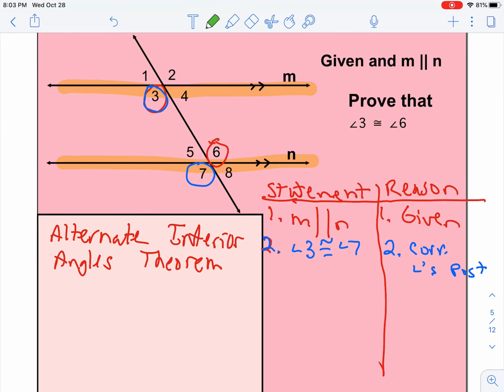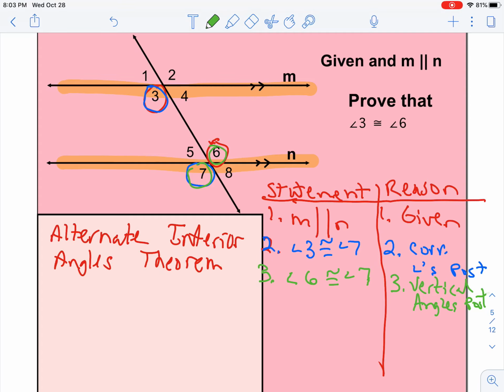So when you have parallel lines, the corresponding angles will always be congruent. Okay, so we also know here, again, that angle 6 and angle 7 are congruent because they are vertical angles. So the vertical angles postulate says so. So we know that angle 6 is congruent to angle 7.